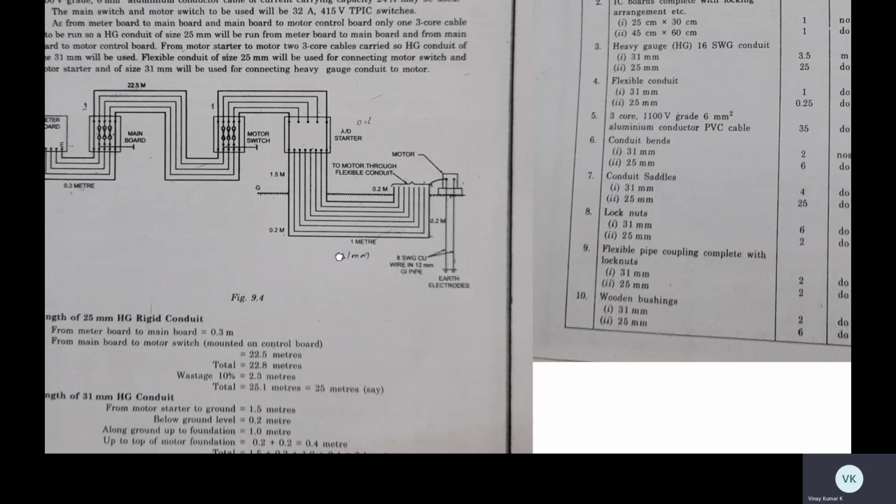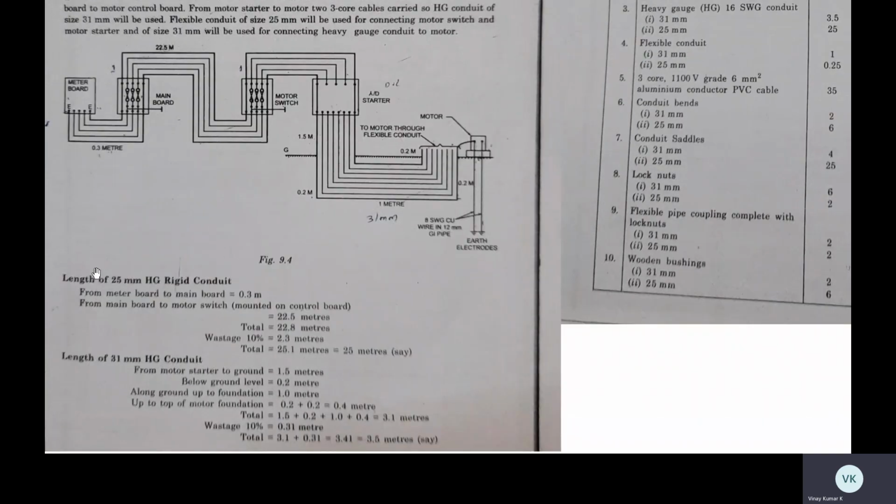So how much length of cable do we require? The length of 25 mm HG rigid cable. From meter board to main board, that is 0.3 meter. From main board to motor switch, how much cable is required? That is 22.5 meters. Totally 22.5 plus 0.3, 22.8 meters.